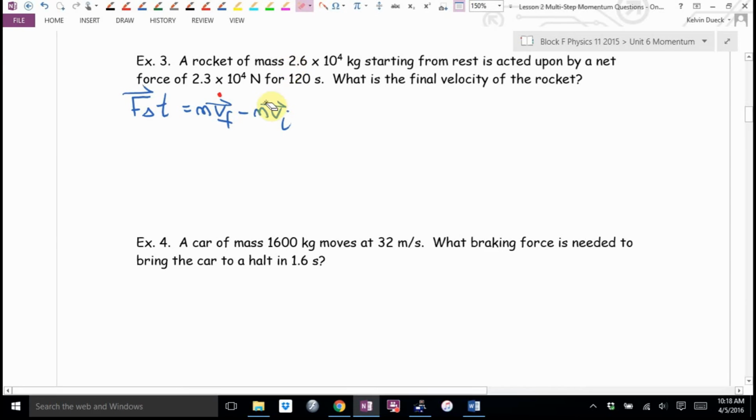Well, I would move this over first, Sarah. How could I move this thing over? Add it. So if I hear you, you're telling me force times change in time plus m v initial equals m v final? Yep. How would I get the v final by itself? Divide by m. Can I just do this on one line without rewriting it?